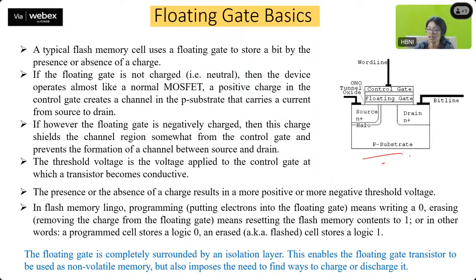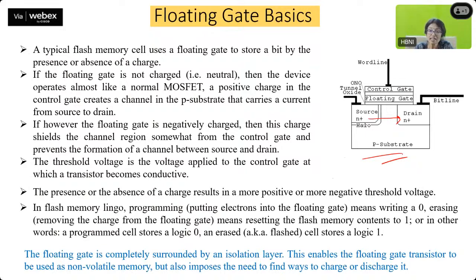So this is the diagram over here, or the circuit diagram, as you can see. If the floating gate is not charged, that is neutral, then the device operates almost like a normal MOSFET. A positive charge in the control gate creates a channel in the P substrate that carries a current from the source to the drain. So you have the current moving in from the source to the drain.